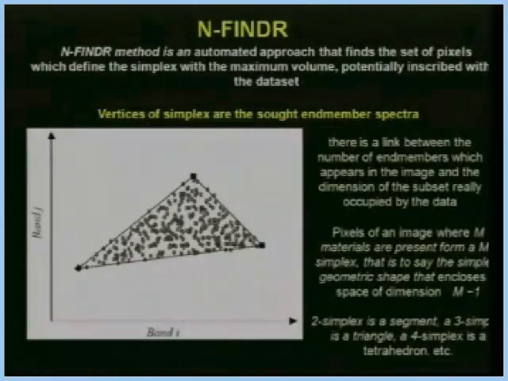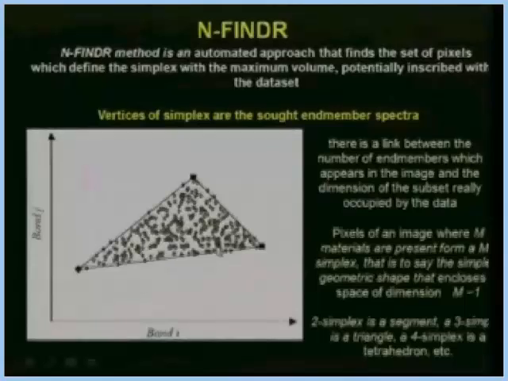The other one is N-FINDR. The N-FINDR method is an automated approach that finds the sets of pixels which define the simplex with a maximum volume. In fact, when you talk of a simplex, if you have a single point, that simplex will be a point. It could be a segment. If you are having 3 dimensions, it will become a triangle. If it is 4 dimensions, it becomes a tetrahedron. If it is n dimensions, it becomes a polyhedron, and so on and so forth. Here we are only showing for 3 dimensions, where the corners of this triangle are the end members.